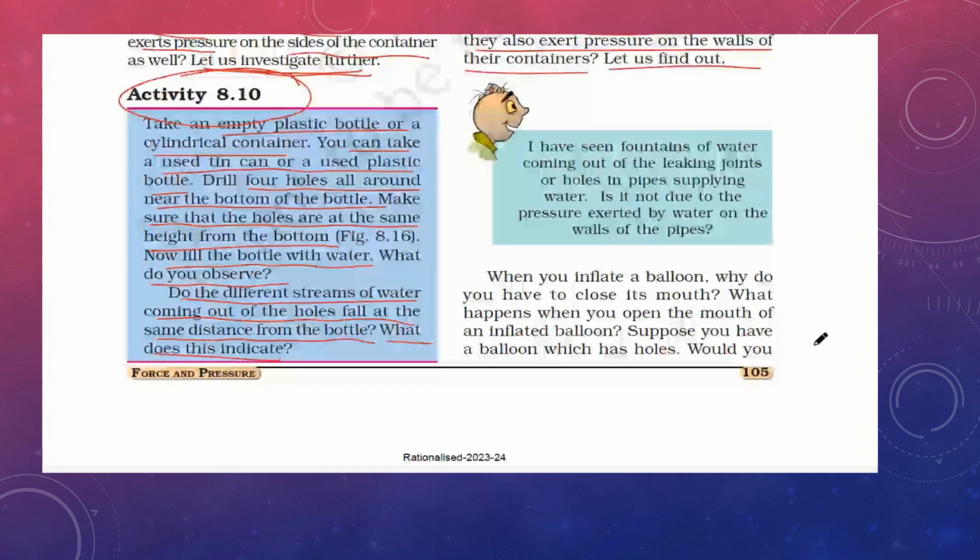Here is another thing from daily experience. I have seen fountains of water coming out from leaking joints or holes in pipes. Whenever a pipe carrying water, a water supply pipe, has holes, you can see the water leaking forcefully. Is it not due to the pressure exerted by the water on the walls of the pipe? Yes, it is due to that only.